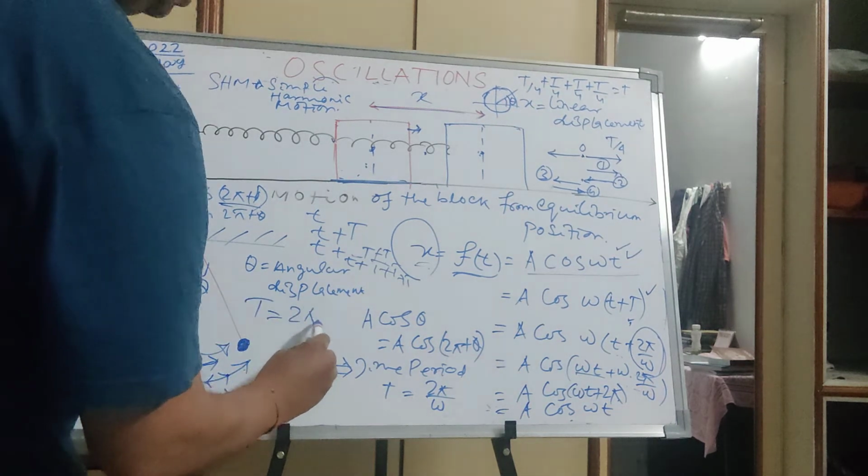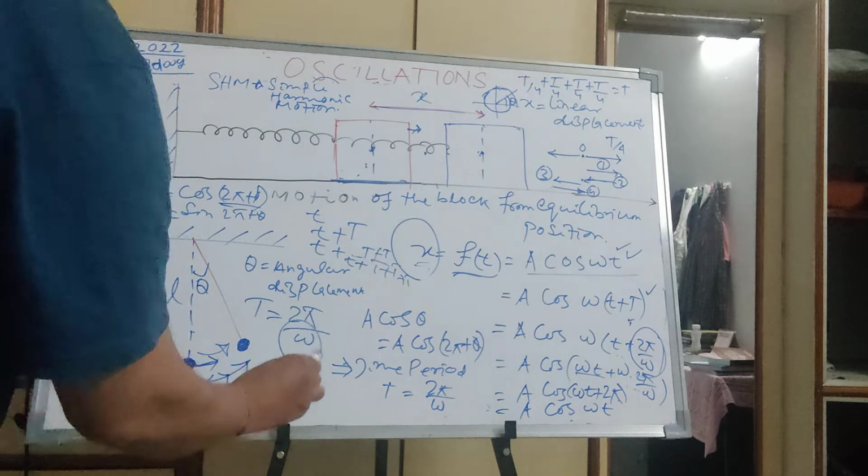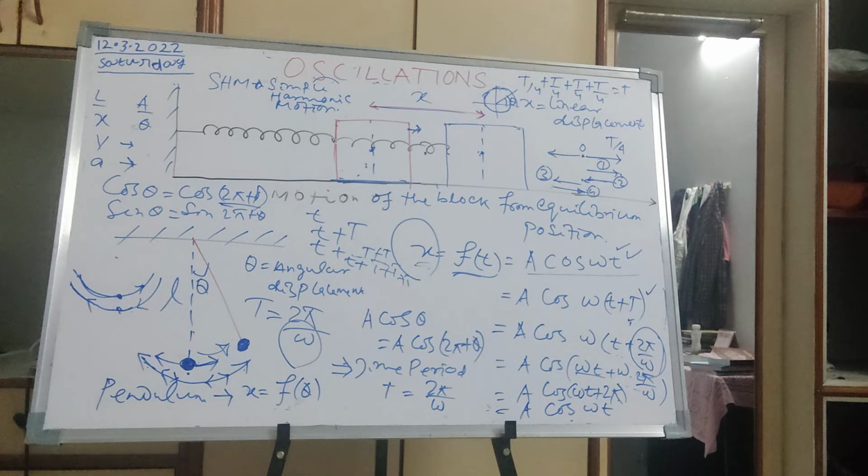This is very important. You should always remember: time period is 2 pi by omega, and this omega is called angular frequency. We'll discuss it. You can take a picture of it. Time period is equal to 2 pi by omega, and omega is your angular frequency. It is repeating itself after a time 2 pi by omega. Time capital T, its unit is nothing but second.